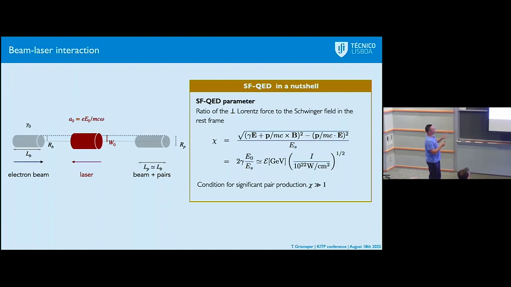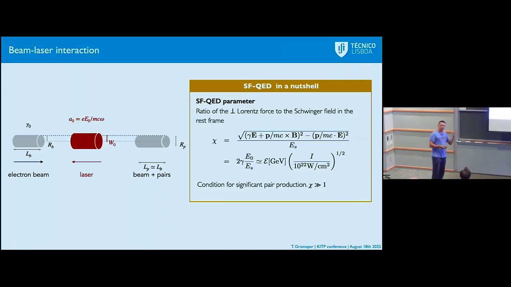There's one very important parameter, the chi parameter, which is simply the ratio of the transverse Lorentz force to the Schwinger field in the rest frame of the particle. This is the formula, and if you apply this to a counter-propagating setup, so you have only the field of the laser, you find it is 2 times gamma naught times E, the field of the laser, divided by E_S. In an engineer formula, it will look like this: the energy of the beam in GeV multiplied by the square root of the intensity in units of 10 to the 22, because that's typically what we use for a petawatt laser.